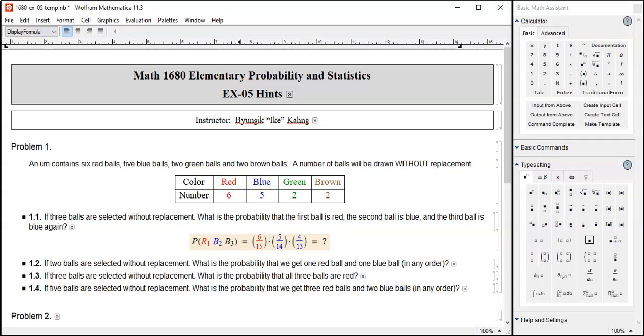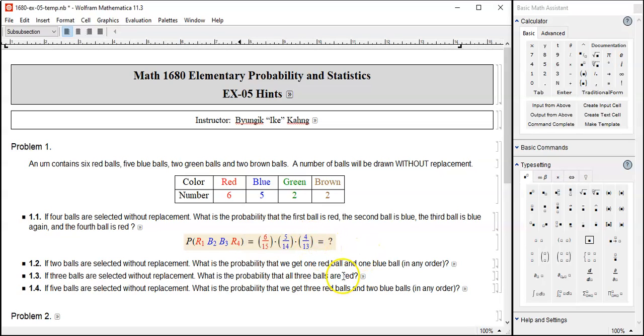I'll stop here. What if I do more? What if I do this? 4 balls are selected, and red, blue, the third ball is blue, and the fourth ball is red. In that case, it's basically this. I forgot to highlight this part. Okay, that should be red.